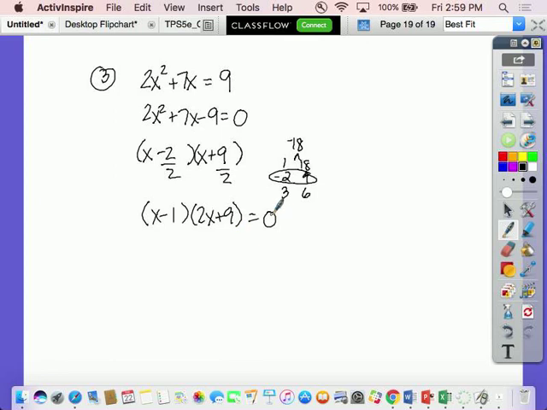Now it's factored. After I factor it, how do I finish the problem? Set them equal to 0 and solve for x. So you get 1. This one takes a little bit longer because you have to subtract the 9 and divide by 2.